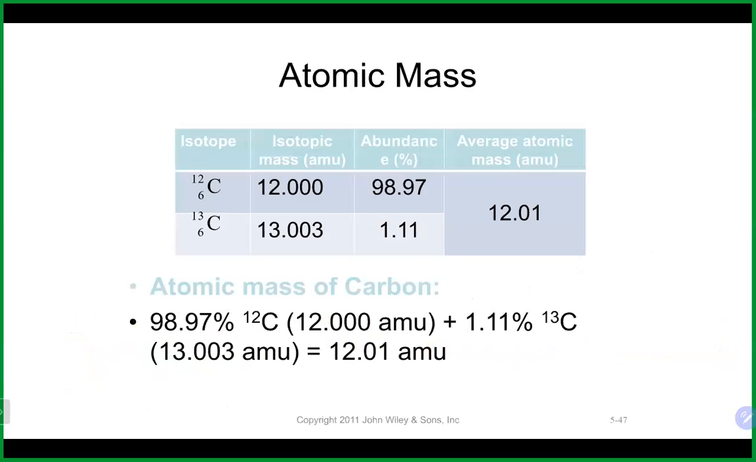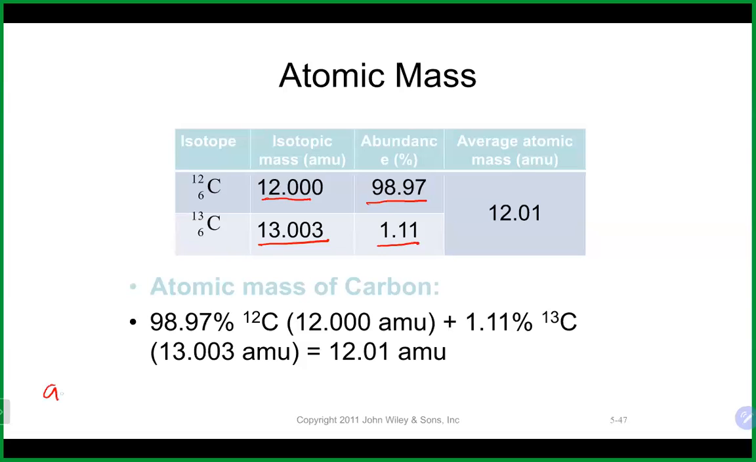If we look at carbon here, this is carbon-12 and the mass of the carbon-12 isotope. As I mentioned before, this is how often it occurs: about 99% of the time, you'll find a carbon-12 isotope flying around. We also have a carbon-13 isotope, which has a mass of about 13 or so, and that occurs about 1.1% of the time. So we could do our calculation to calculate the atomic mass.